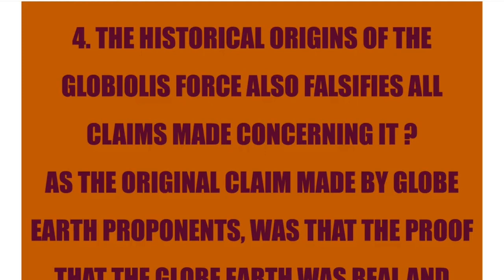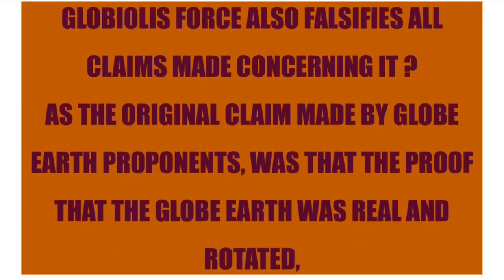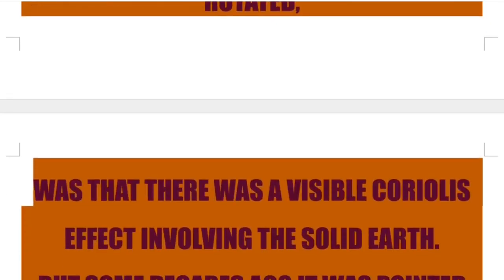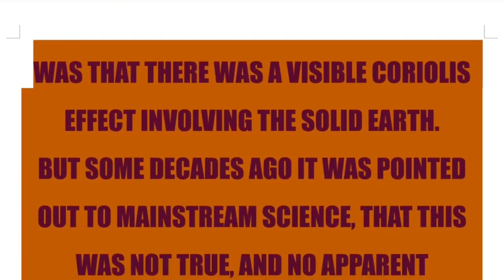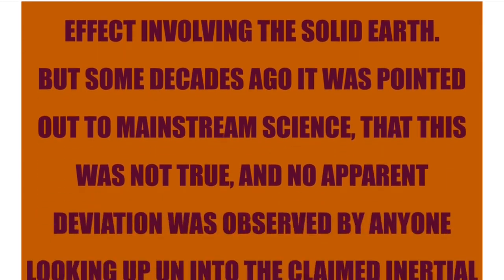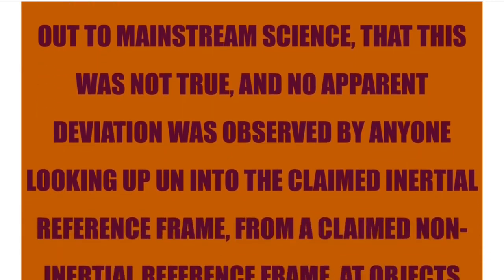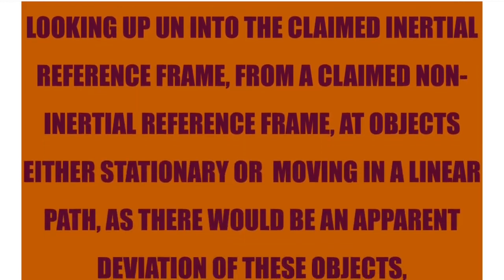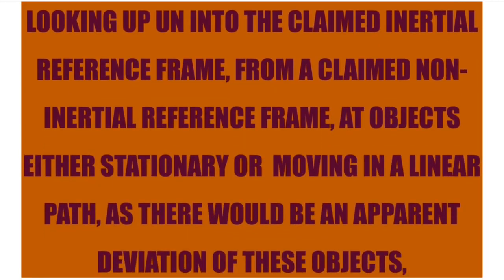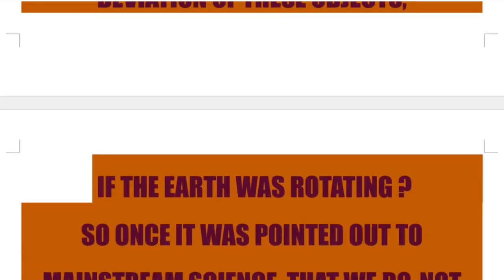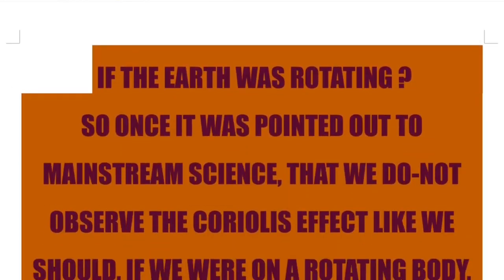4. The historical origins of the globiolus force also falsifies all claims made concerning it, as the original claim made by globe Earth proponents was that the proof that the globe Earth was real and rotated was that there was a visible Coriolis effect involving the solid Earth. But some decades ago it was pointed out to mainstream science that this was not true, and no apparent deviation was observed by anyone looking up into the claimed inertial reference frame from a claimed non-inertial reference frame at objects either stationary or moving in a linear path, as there would be an apparent deviation of these objects if the Earth was rotating.